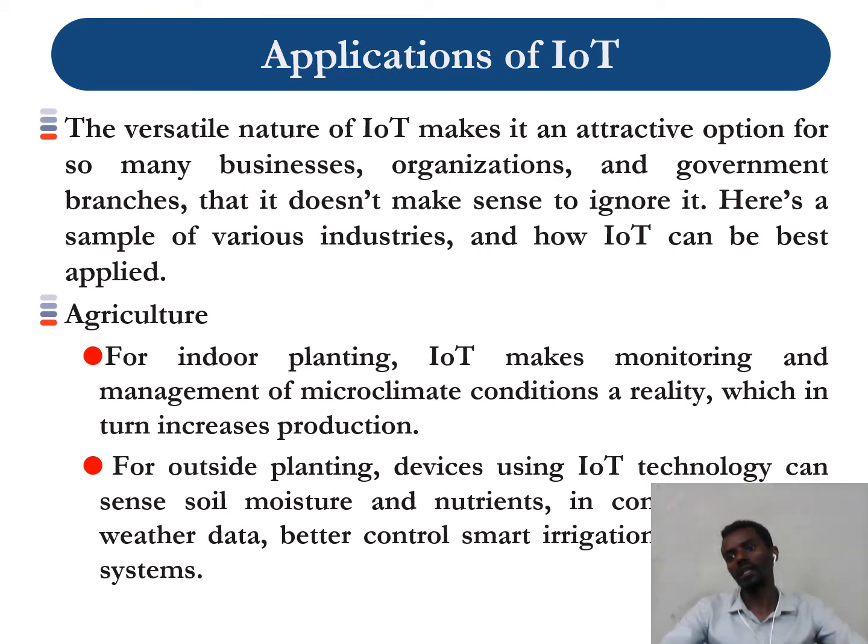Or, in another way, for outdoor planting, you can use IoT technology which can sense the soil moisture or the nutrients. As I said before, the moisture of the soil can be detected by these devices, as well as the nutrients that can be used, and then, in conjunction with weather data, better control smart irrigation or fertilizer systems. So all these things can be used in agricultural systems to get a better product for the users.